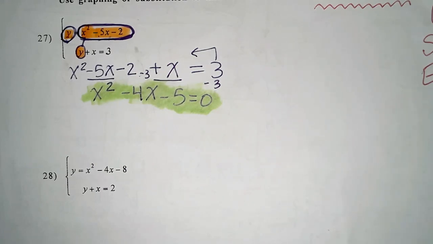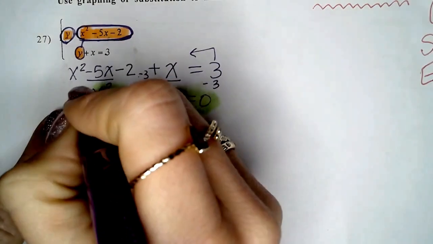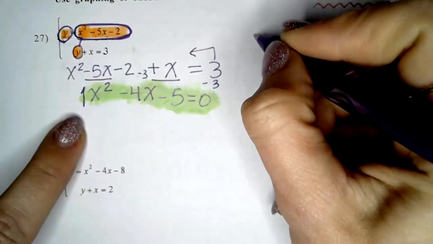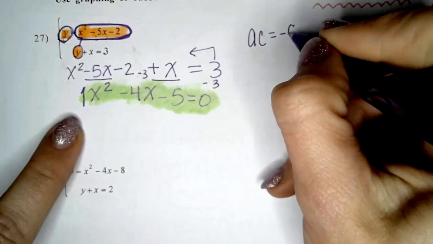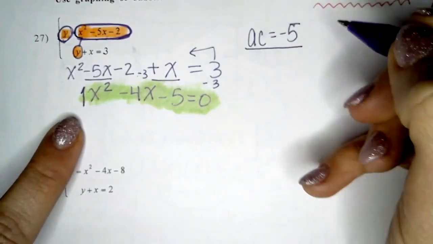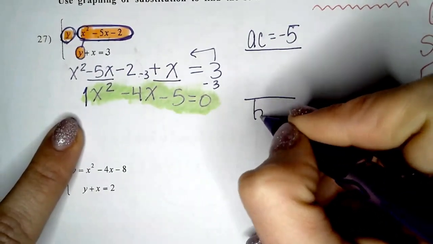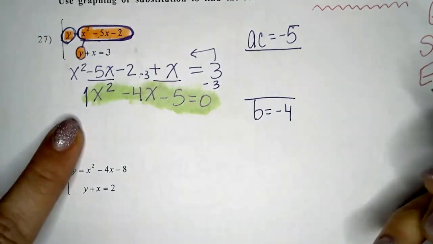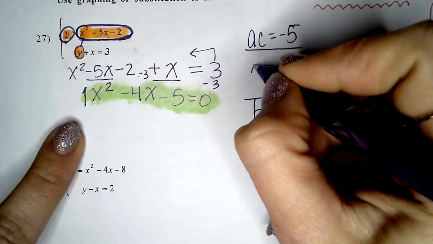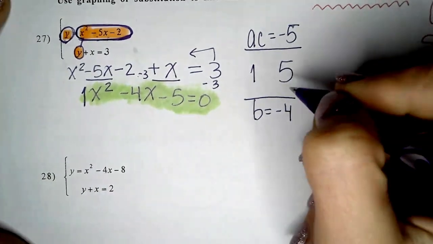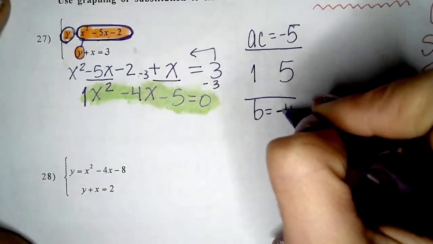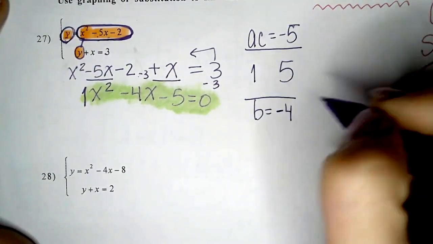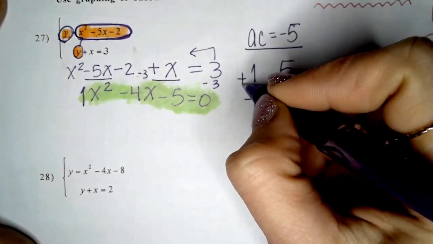Yeah, we could factor using the AC method. So A is really equal to 1. AC then will equal negative 5. Nafia, what multiplies to give me negative 5 but adds to negative 4? 5 and 1. Well, I need them to add to give me negative 4. 5 and negative 1 will give me positive 4. So it's positive 1 and negative 5.